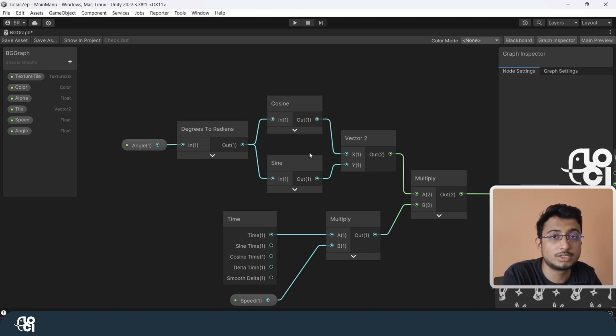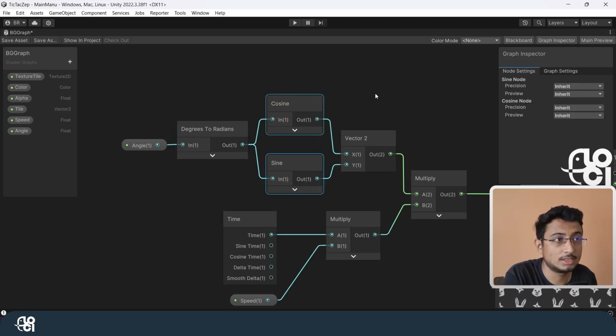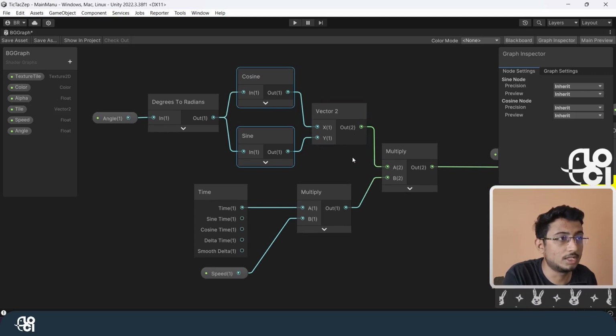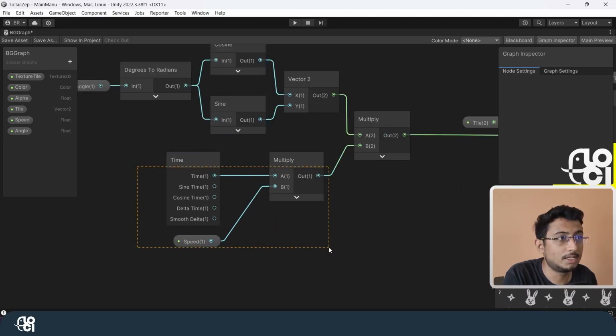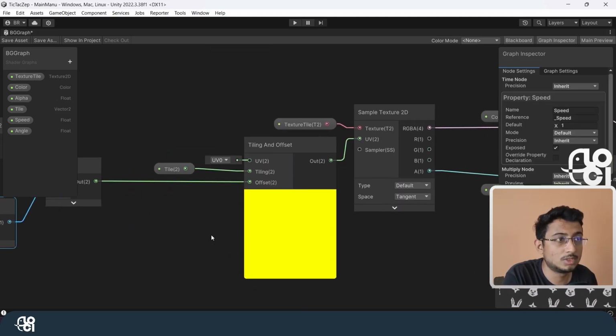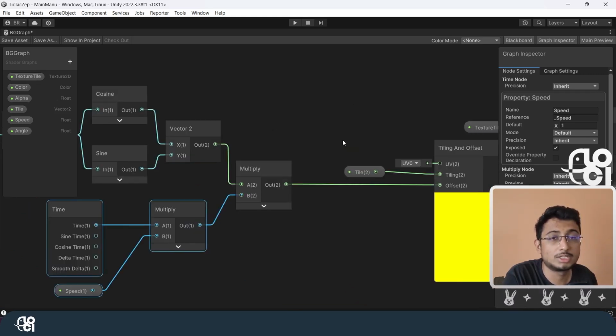So for Unity's Shader Graph, we will implement these equations. We will take angle as a float, and we will need a degree to radian converter, and that radian will go into the cos and sine, as we already discussed, creating cos theta and sin theta for the direction of the animation. We will multiply it with speed, which will go into our tiling. So at last we have a direction in which our animation will be moving.